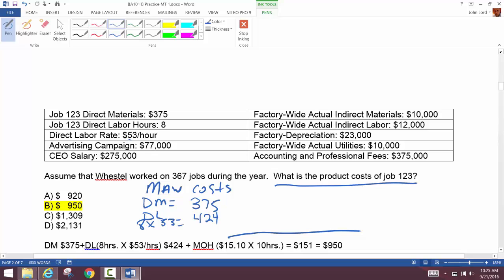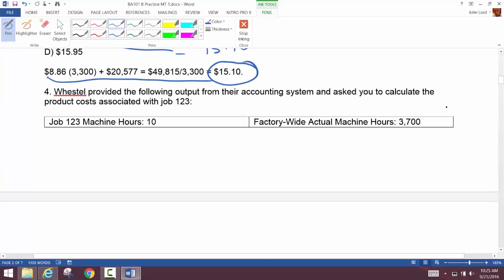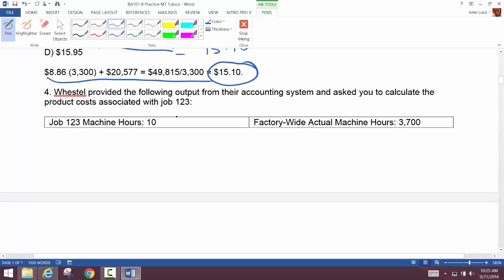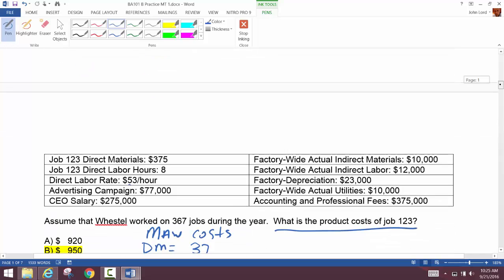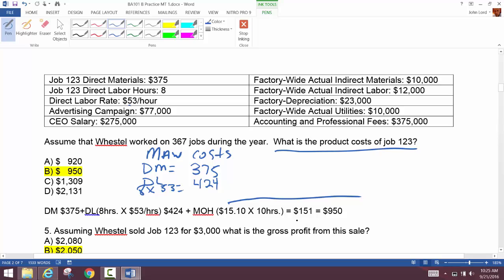And I guess that was given to me up here on this first page, or the previous page. There it is, 10 machine hours. See the 10 machine hours? 10 machine hours times that predetermined manufacturing overhead rate of 1510. And so that gives me 151 for my overhead. Got to pick up my overhead for this job too, right? 151. And that total is what? 950, right?